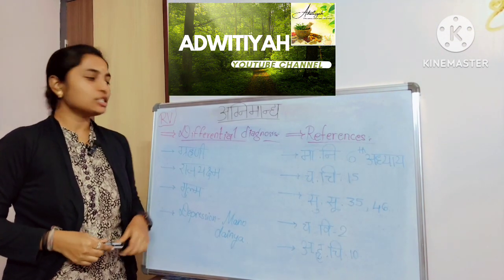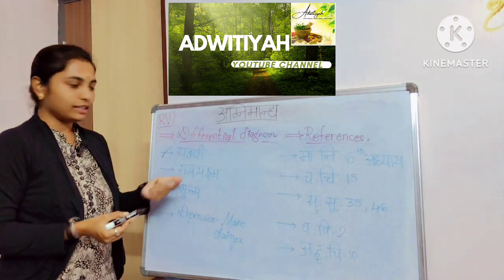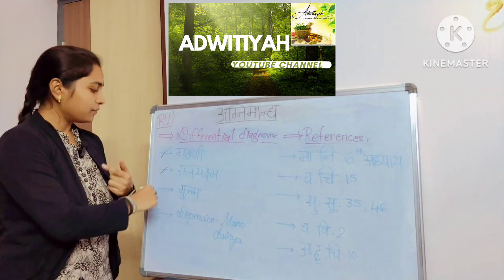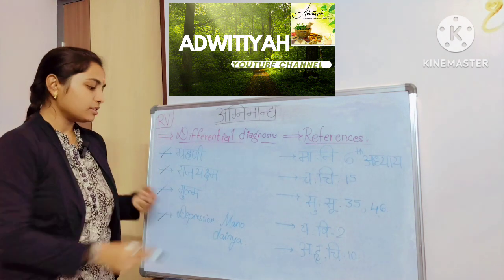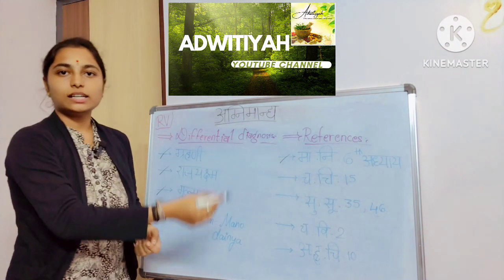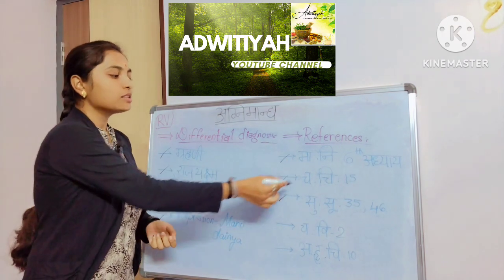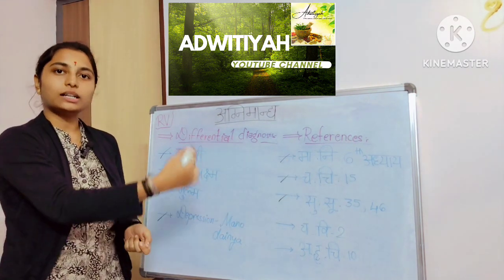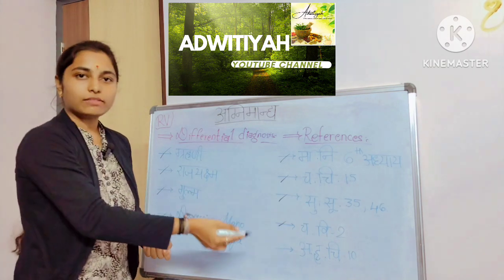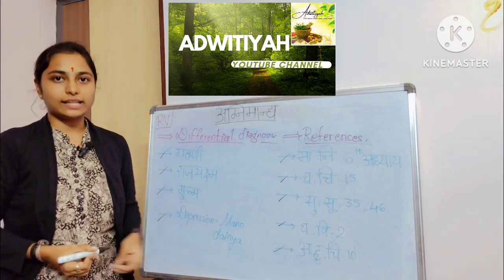The various conditions for the differential diagnosis are listed here. First one is Grahani, Rajayakshma, Gulma, and depression or Manodainya. And the references used here are Madhava Nidana 6th chapter, Charaka Chikitsasthana 15th chapter, Sushruta Sutrasthana 35th chapter and 46th chapter, Charaka Vimanasthana 2nd chapter, and Ashtanga Hridaya Chikitsasthana 10th chapter.